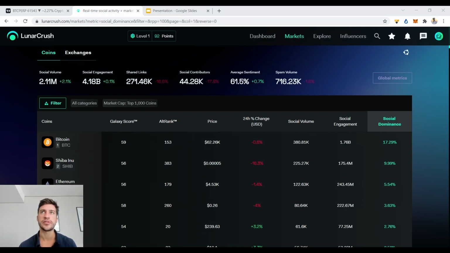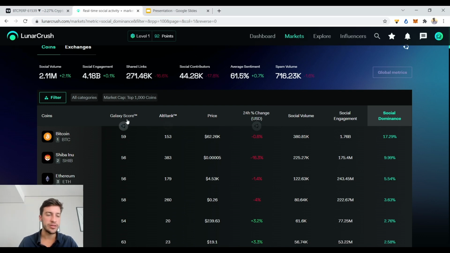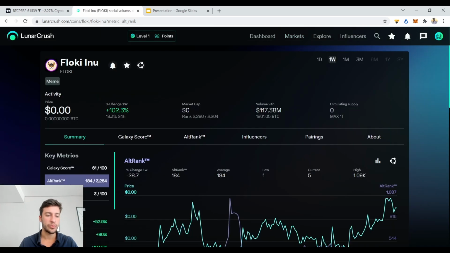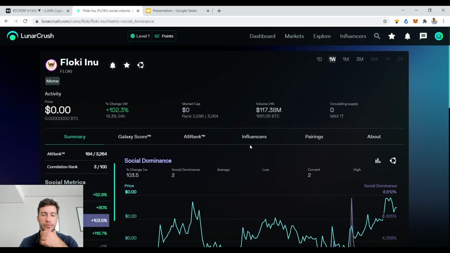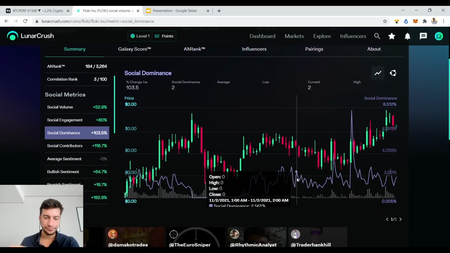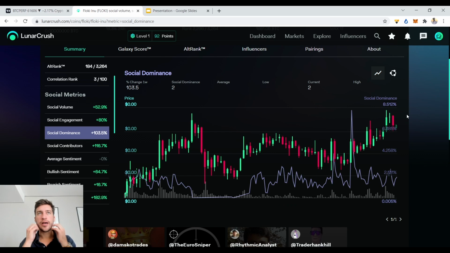Social dominance tells us how many people on the internet are talking about something relative to other cryptocurrencies. So with that, if we look at any of these cryptocurrencies, we can look at their social dominance over time, which I can just click here. And this is all free, by the way. I click this, and this purple line basically is of the entire cryptocurrency chatter that's been recognized, how many people are talking about a coin.